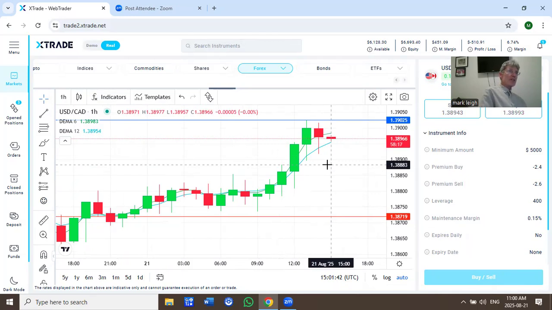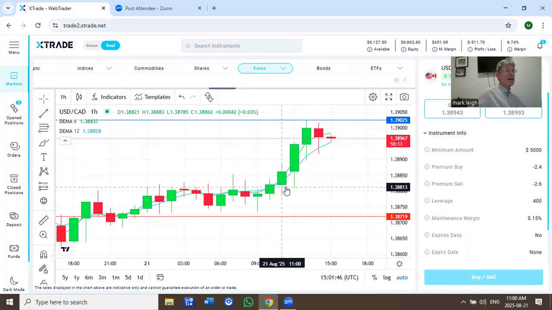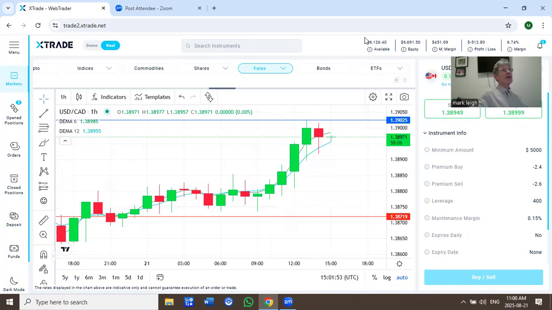We've got resistance, support levels to work with. We'll see if dollar can maintain the strength we've seen to start the session, or if there's going to be a turnaround. I will see you at the end of the day session.